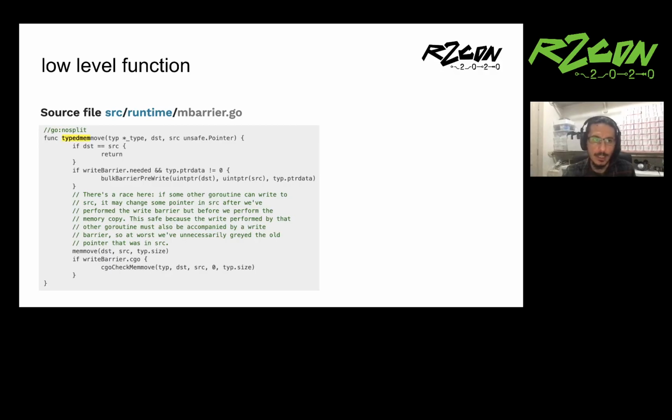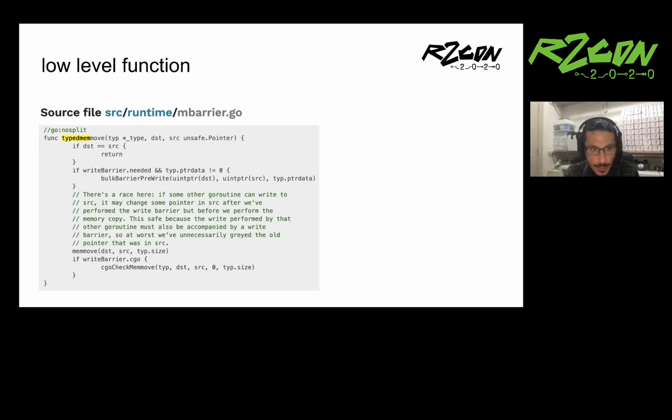Now, typedmemmove is a low-level function that you can see in the source code. This is where it's located in the Go source code: runtime, mbarrier.go. And this particular file has a lot of functions related to the garbage collector in Go.